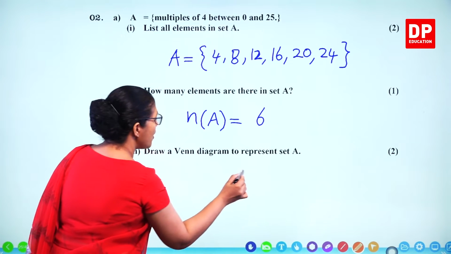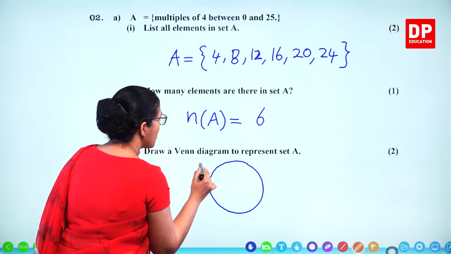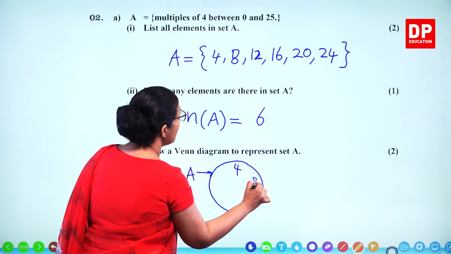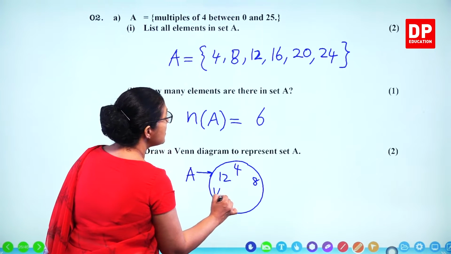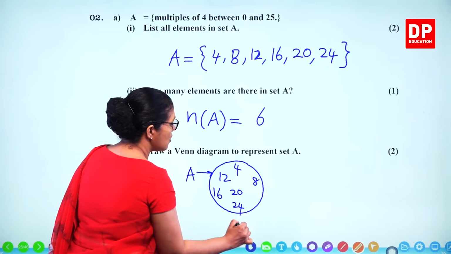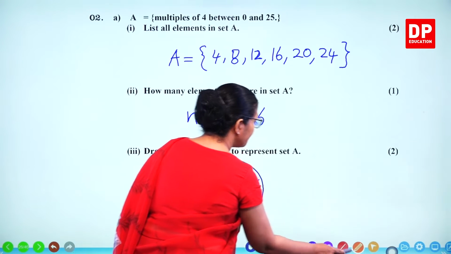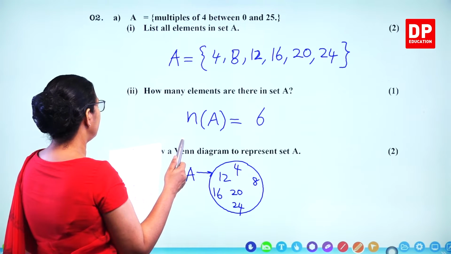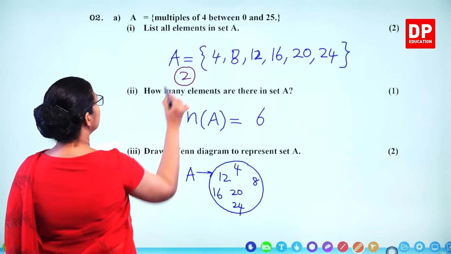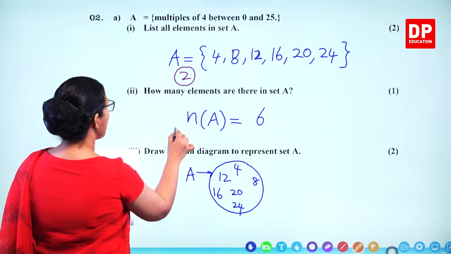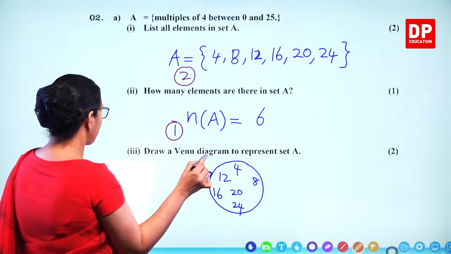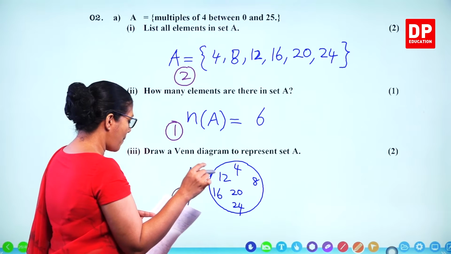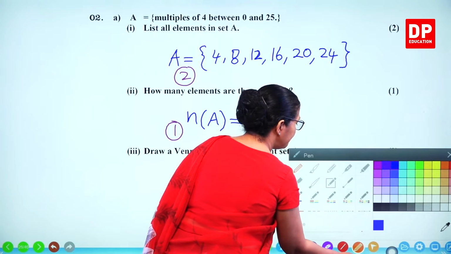Draw a Venn diagram to represent set A. So you draw a closed figure and label this as A and put all the numbers inside. 4, 8, 12, 16, 20, 24. So you get 2 marks and 1 mark here and 2 marks. So 2, 3, 4, 5. 5 marks for that part. Then let's do part B.